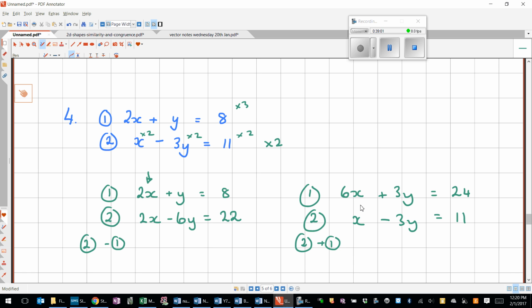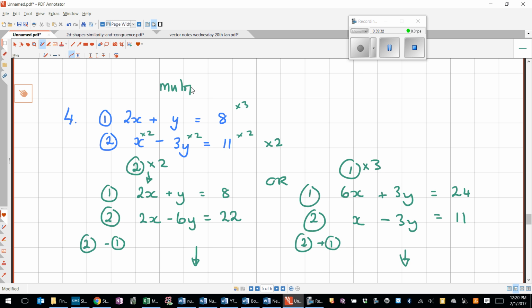But in this case, we've got either option. This one was number 1 times 3. This one was number 2 times 2. So you've got either option, and then you carry on from there, whatever you choose to do. What we have to do is multiply to make one of them the same. That's basically the principle behind it. Does that make sense? Yep.